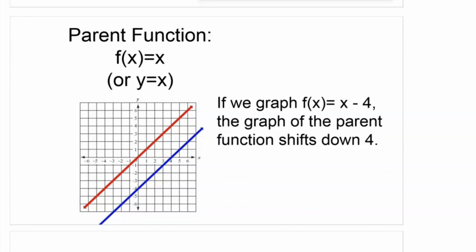Here's another example. Again, we have the parent function graphed here as the red line. So it goes through the origin at 0, 0. And then if we have this graph, f of x equals x minus 4, that just takes our parent function and shifts it down 4 units. So now it goes through negative 4 because it was minus 4. So now we shifted it down 4.